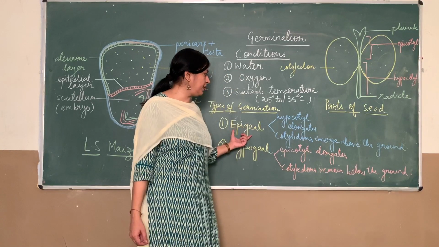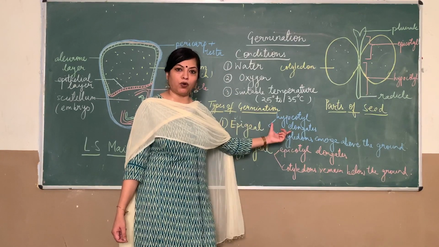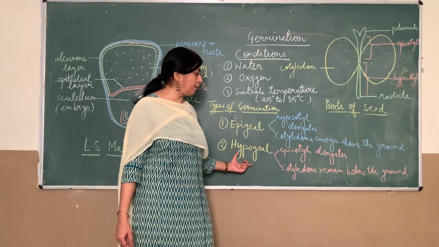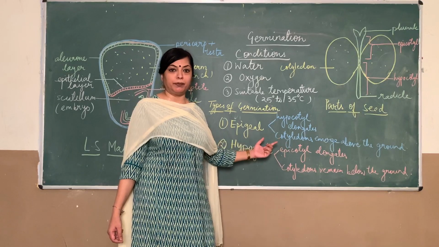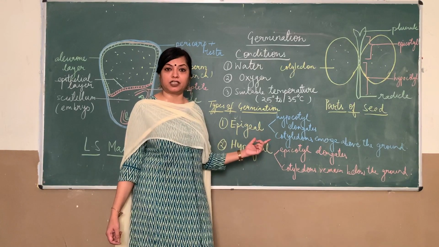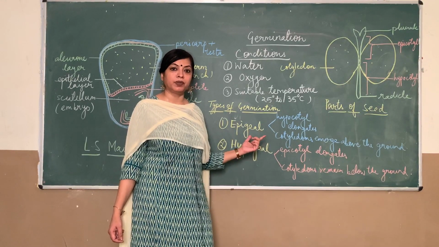Remember, during epigeal germination, hypocotyl elongates, and during hypogeal germination, epicotyl elongates. So you have to remember, it's just the opposite. Differences between the two germinations are very important.